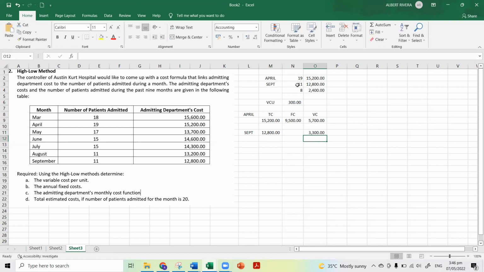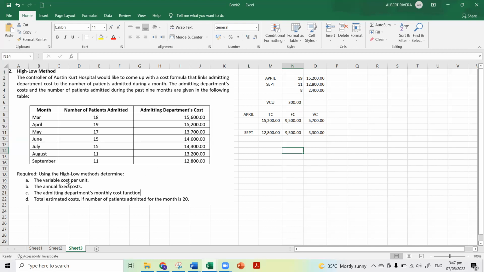And that is 3,300. What is now the difference between 12,800 and 3,300? What is now the difference between 12,800 and 3,300 now? So that is kano? 9,500. So true enough that the fixed cost, regardless of the level of activity within the relevant range, your fixed cost is constant and your variable cost per unit is constant. Okay? So that is now your high-low method.